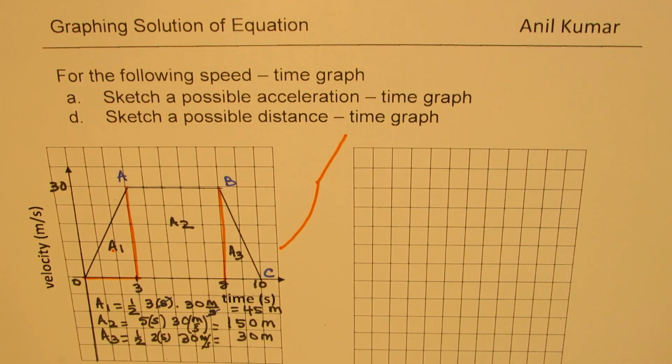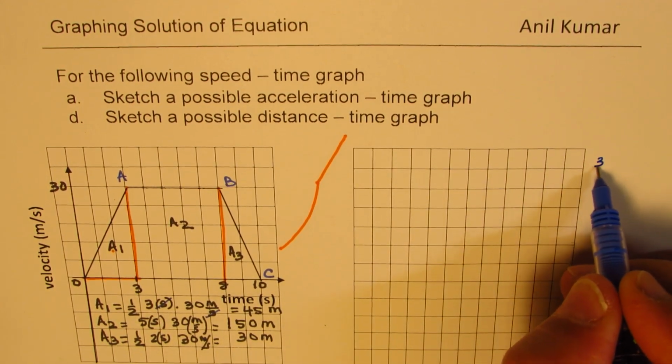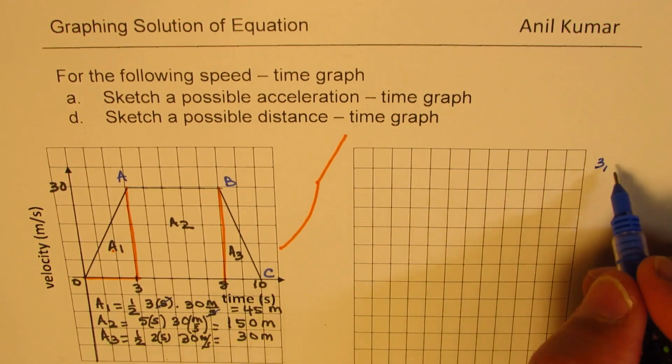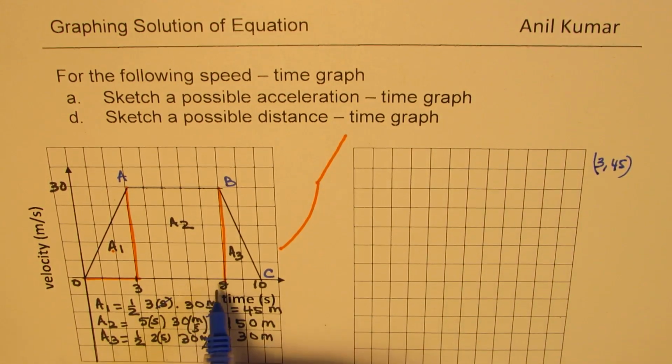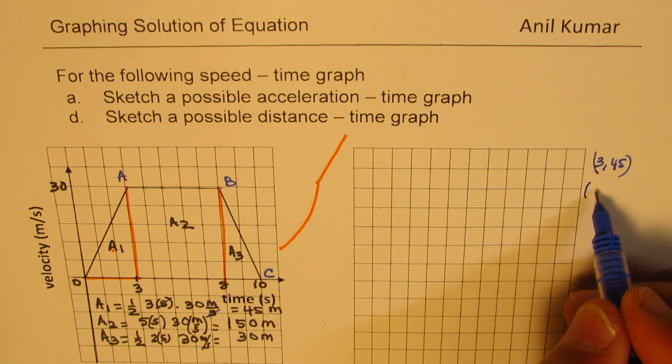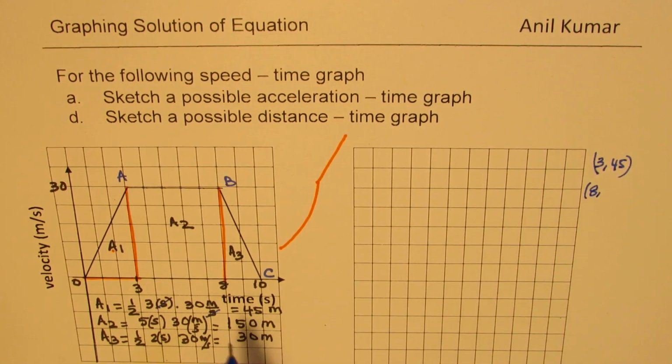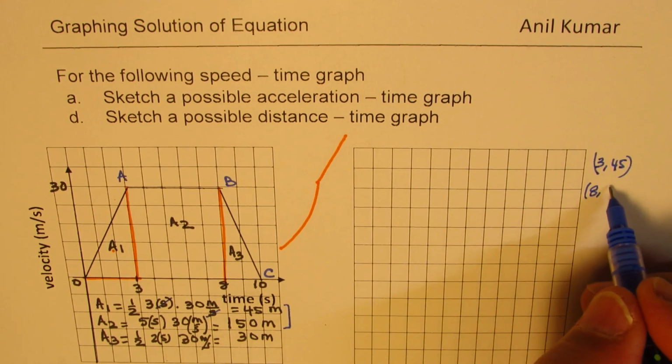Let's plot these points. So we are looking at the points which are for us at 3 seconds, distance is 45 meters. Now at 8 seconds, the distance will be a combination of these two, right? So it's 150 more, that makes it 195.